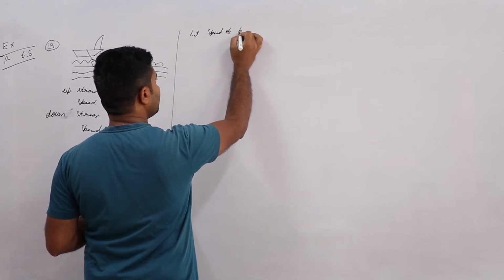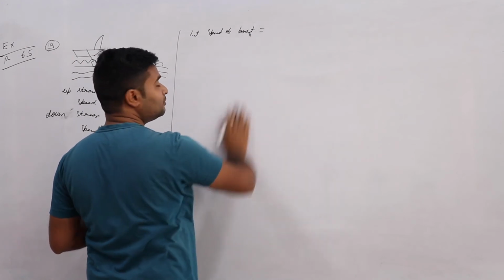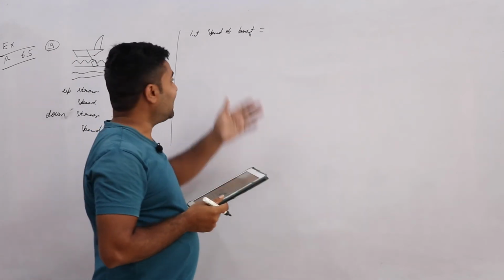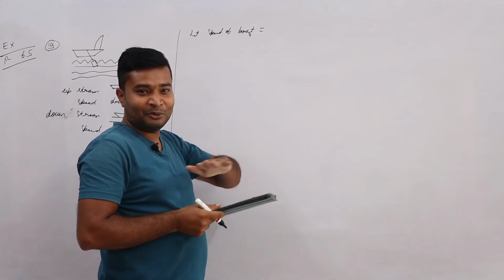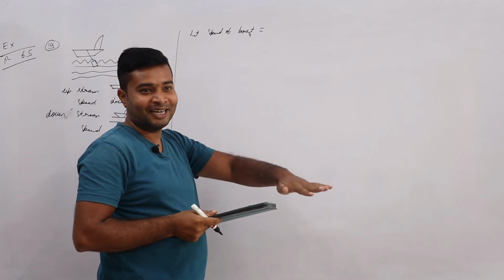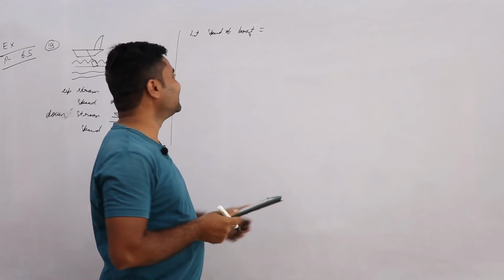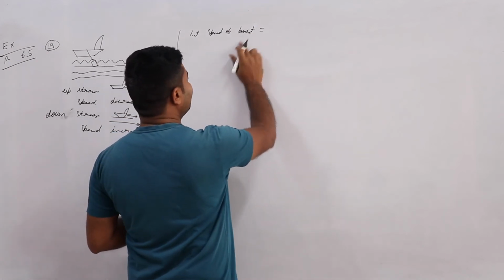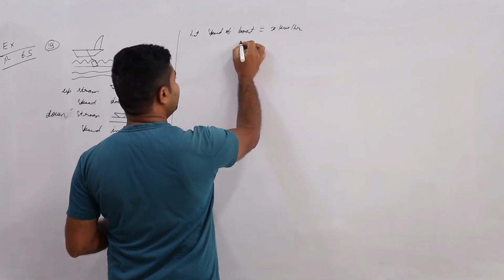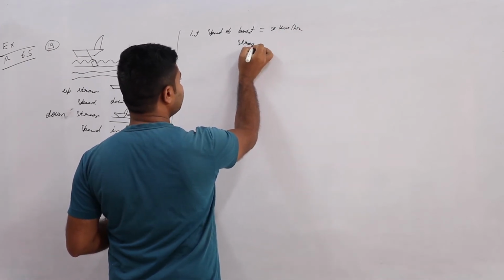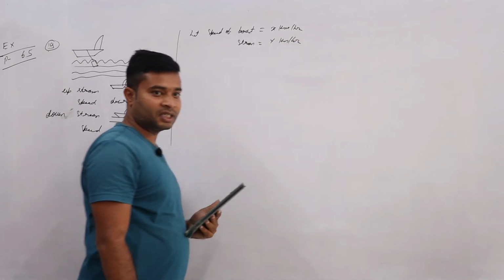Let the speed of the boat be x kilometers per hour and the speed of the stream be y kilometers per hour. Correct? (Segment 1-2: speed of boat.) Yes, sir. Acha.